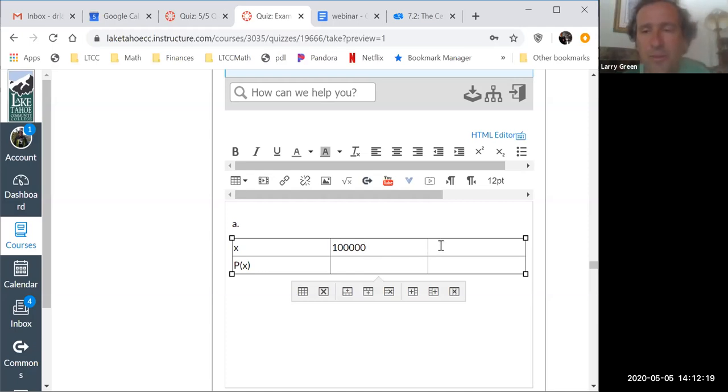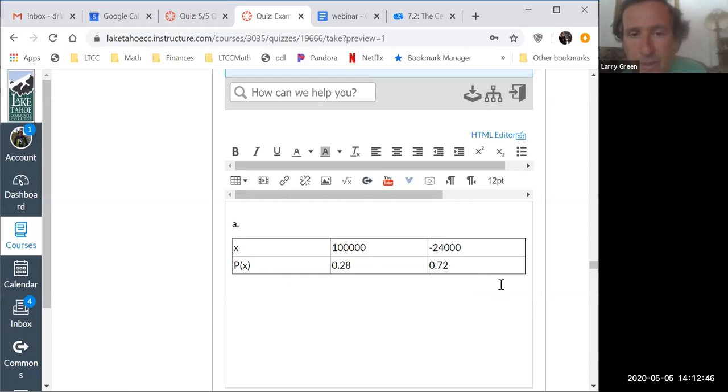If she doesn't get the bid, what's her profit? If she doesn't get awarded the bid, yeah, negative 24,000. Okay. The probability of getting the bid was 0.28. The probability of not getting the bid is 1 minus that, 0.72. Any questions on that? Okay, that's part A.